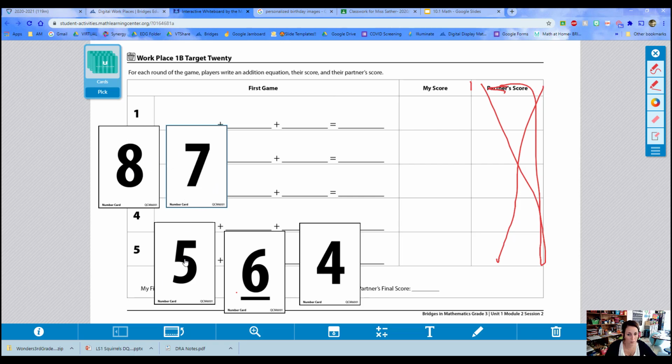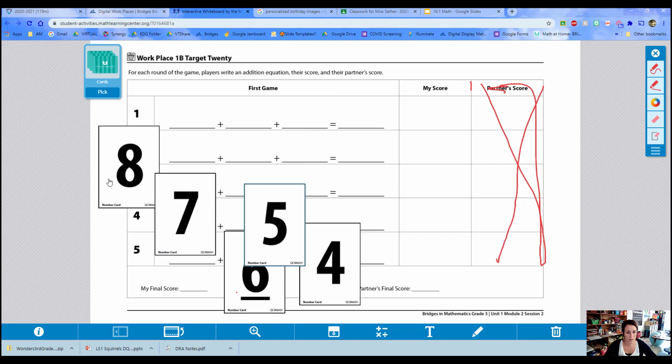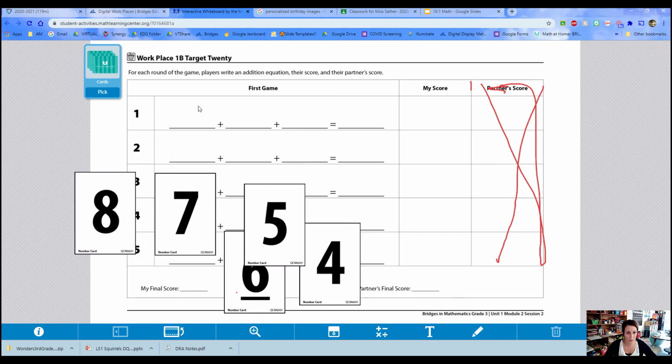So what could I add? Oh, right here I see a 5. So a 5 would go here and it would equal 20 perfectly. I wouldn't have been able to use the 6 because that would have gone over 20, and you can't go over. And the 4 would have worked, but 5 definitely gets me closer. So I'm using an 8 plus 7 plus 5. So 8, I'm going to write here. And if you don't want to write on the screen, don't worry about it. Just write it down on a piece of paper, in your math notebook, or on a whiteboard.